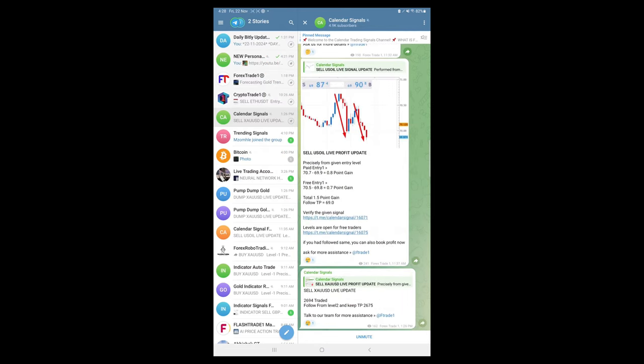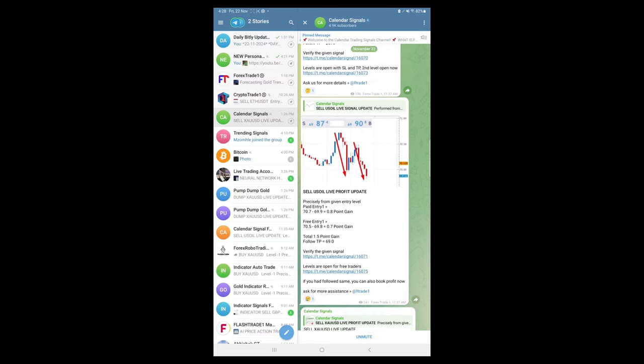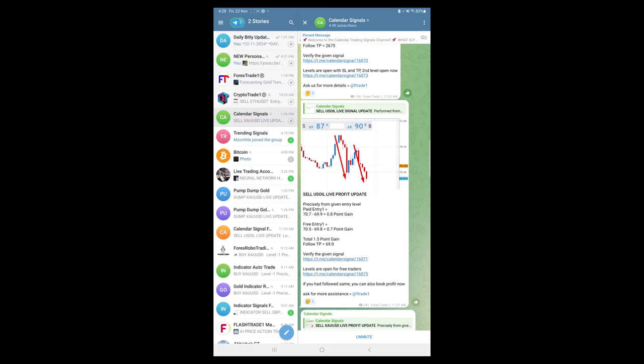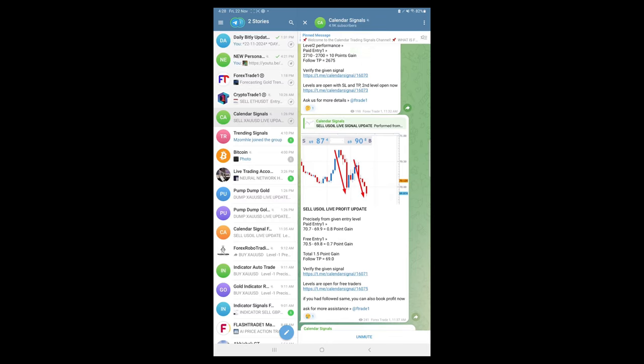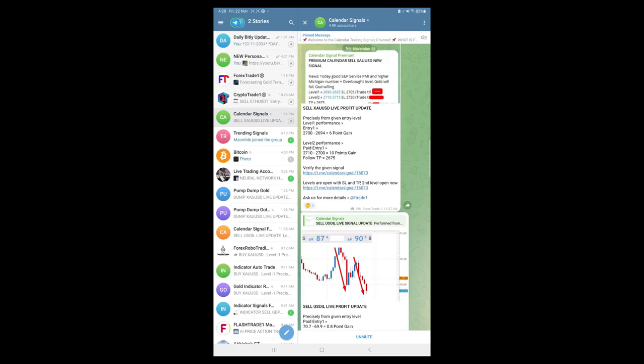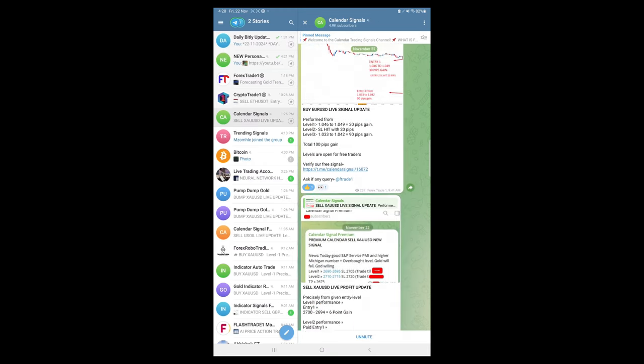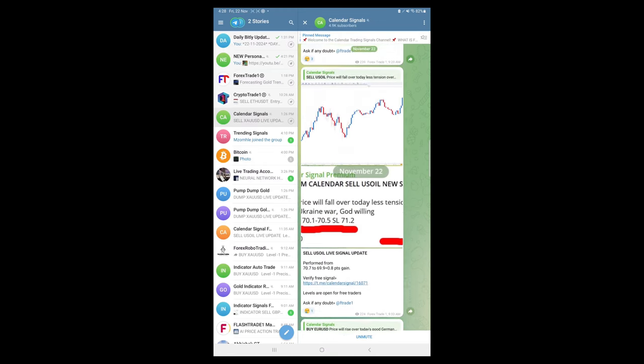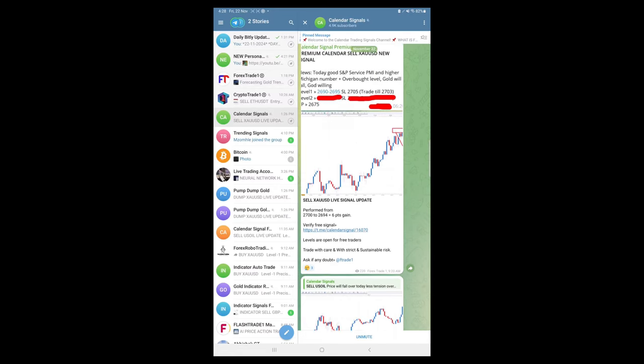If you see the overall performance today, US oil and our gold signal performed very well. 20 plus points gain on gold and 1.5 point gain on US oil we updated here. And for gold, 16 points we updated here. Further it moved, so around 20 plus is gain in XAUUSD signal.